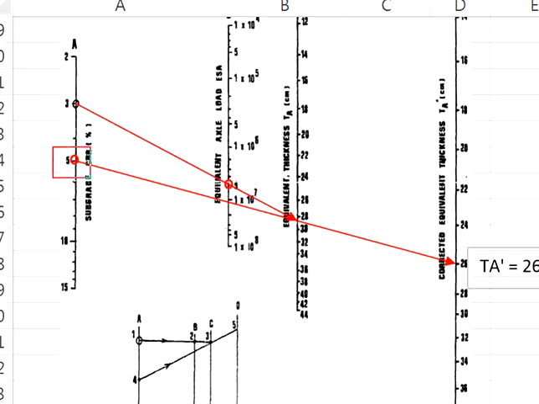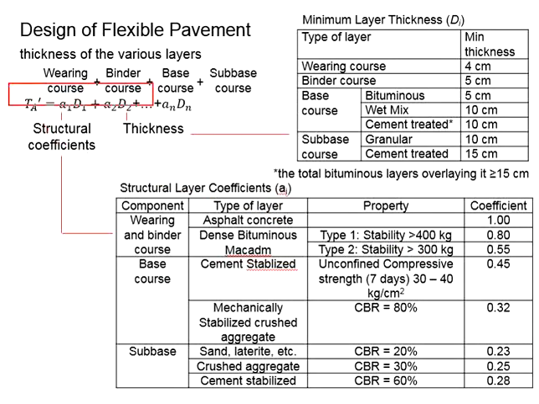For 5% CBR, which is other than 3% CBR, you will need to draw another line passing through this 29 TA. Draw a straight line from 5% CBR passing through the 29 TA. You get a new TA known as the corrected equivalent thickness, TA prime. TA prime now is 26. With that, you will use these equations to determine the thickness of different layers of the road.